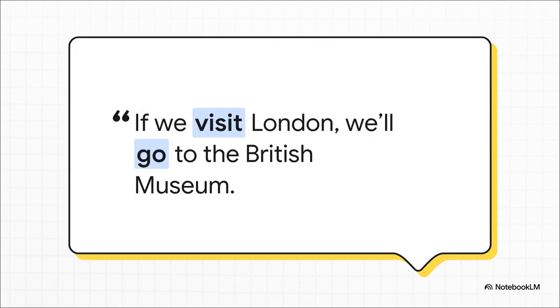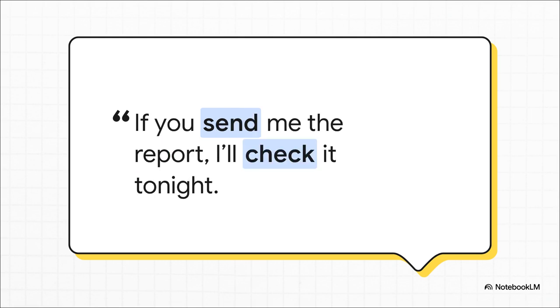So here's a great example for making a plan. If we visit London, we'll go to the British Museum. The condition is visiting London, and the likely result, we're heading to the museum. Simple as that. It's also absolutely perfect for making a promise. If you send me the report, I'll check it tonight. The condition is you sending that report, and my promise for the future, I will check it tonight. See? It's a solid commitment.